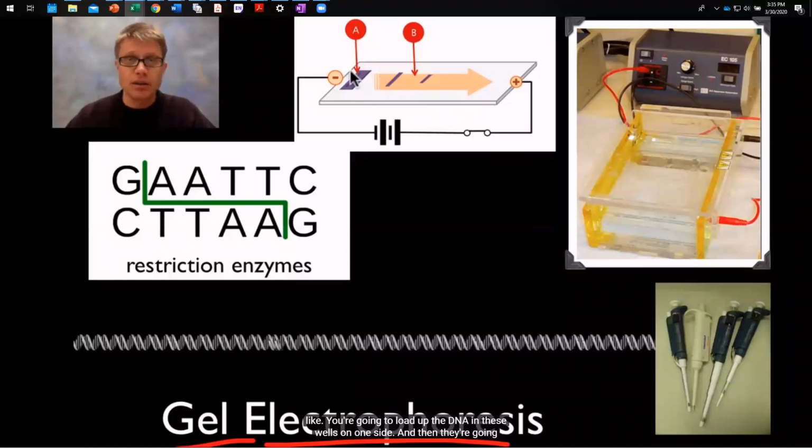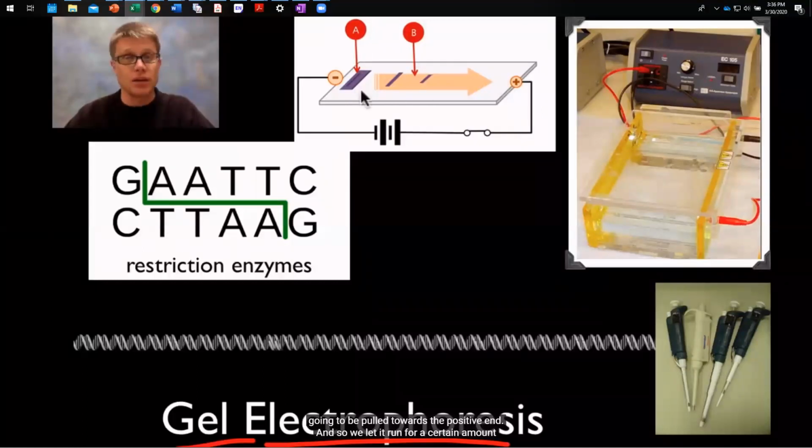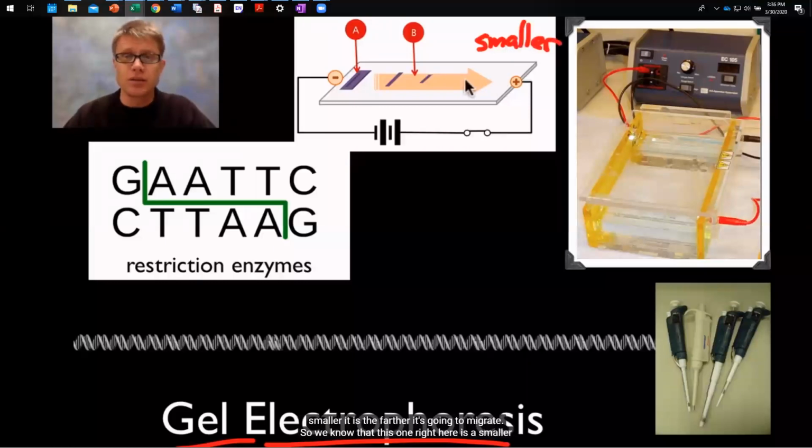You're going to load up the DNA in these wells on one side, and then they're going to migrate across. Since they have a negative charge, they're going to be pulled towards the positive end. We let it run for a certain amount of time. If we were to let just DNA run, you'd get one fragment being pulled across. The smaller fragments of DNA are going to be able to make it farther, so the smaller it is, the farther it's going to migrate. So we know that this one right here is a smaller fragment of DNA than this one is. But we also want to trim the DNA, and so we use something called a restriction enzyme.